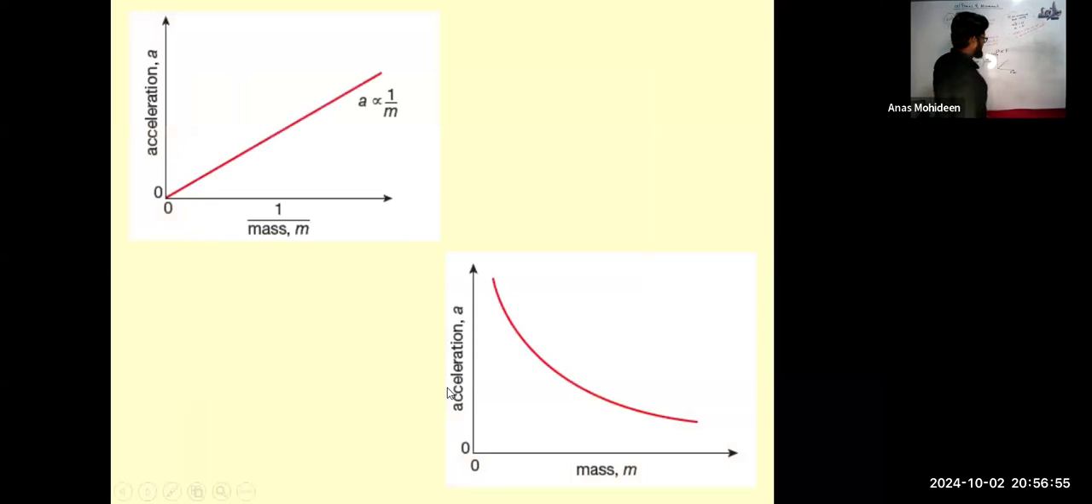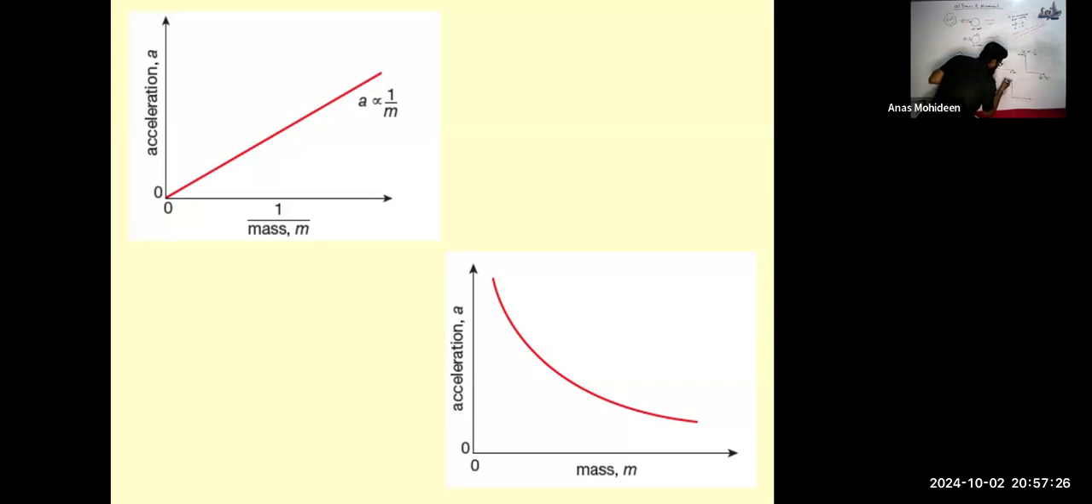And what about the next one? If you're going to take acceleration with 1 over m, here acceleration is measured in meters per square second. And here mass is taken as 1 over m, right? 1 over m means it is not kilograms. It is kg minus 1. You understand that?